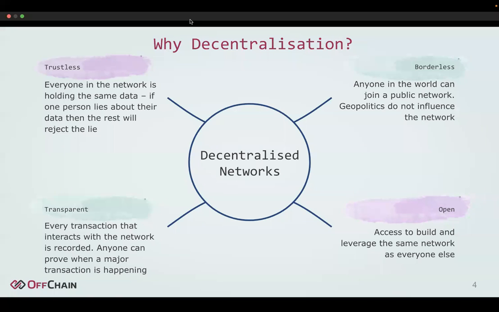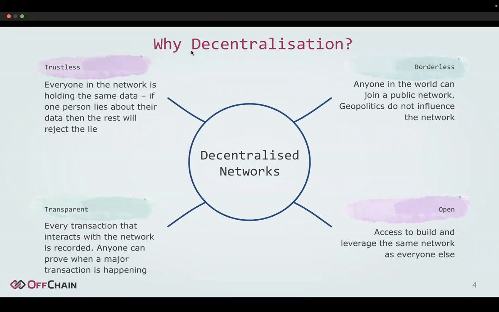One is trustless. Essentially, in a blockchain network, we don't have a centralized party to manage data, share data, or verify transactions. Therefore, we have a host of many people validating and upholding the network. As a result, everyone in this network is holding the same data. So if one person chooses to lie about the data, the rest will reject the lie. So we can know that we can trust this network.